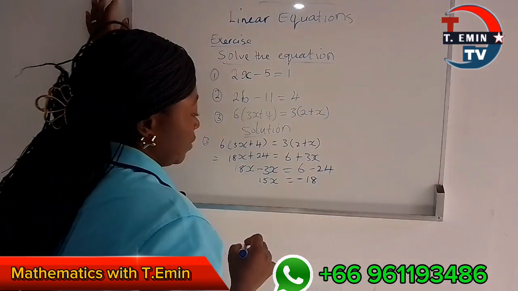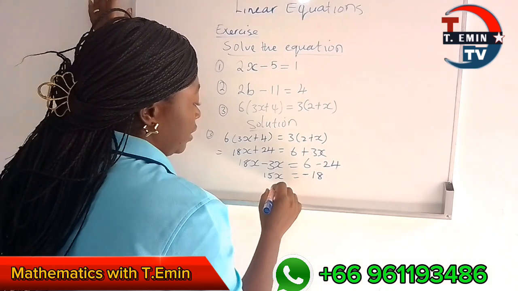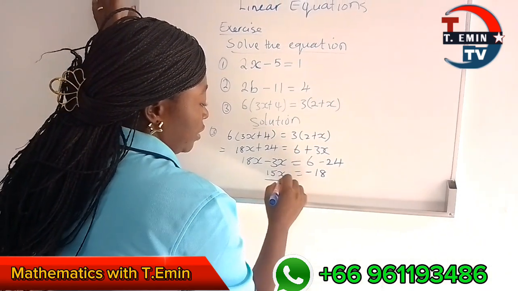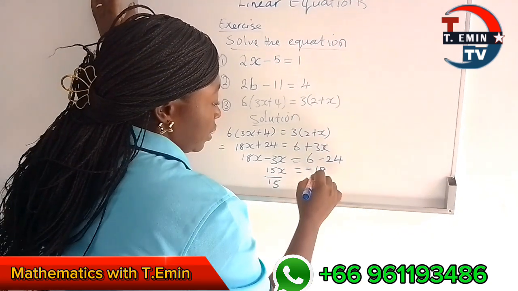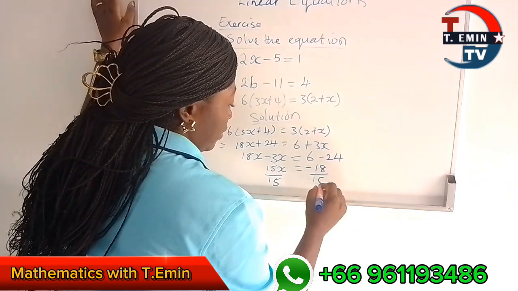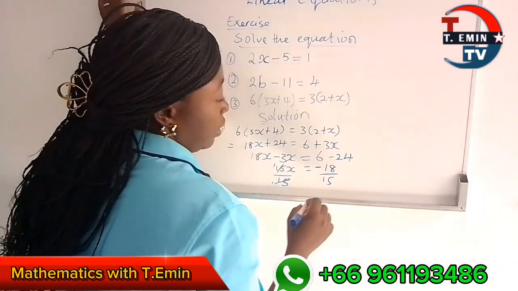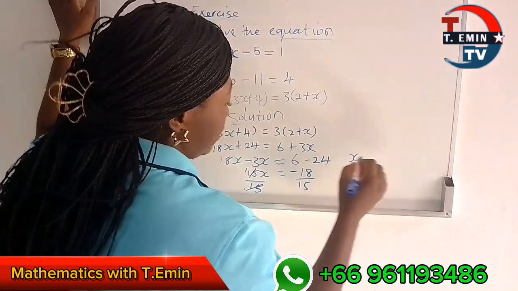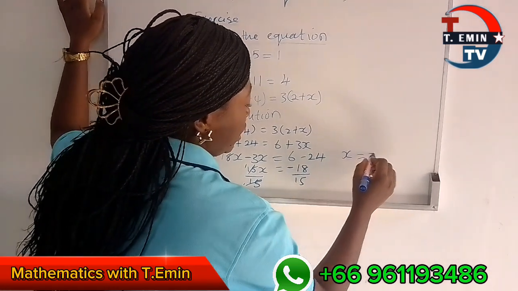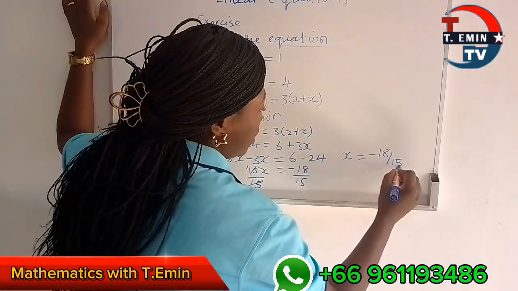And for us to get our x, we divide through by 15. 15, 18, 15. So 15 cancel out, and our x is equal to negative 18 divided by 15.